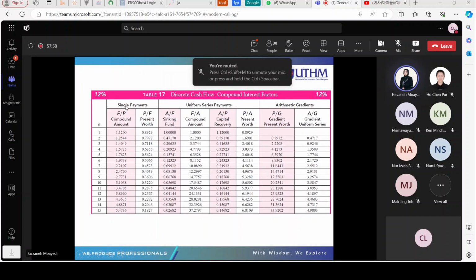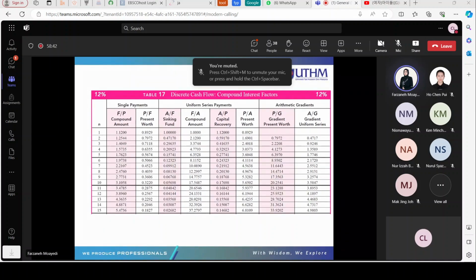We have single payment and we have uniform series payment. Single payment is for P and F, and uniform series is for A, the one that I told you about earlier today. So single payment means that you are saving money today, or you have, for example, taken a loan today and you are going to make a one-time payment in the future. So it's all about one-time payment. It's only one time. You're not going to be paying multiple times in the whole duration.